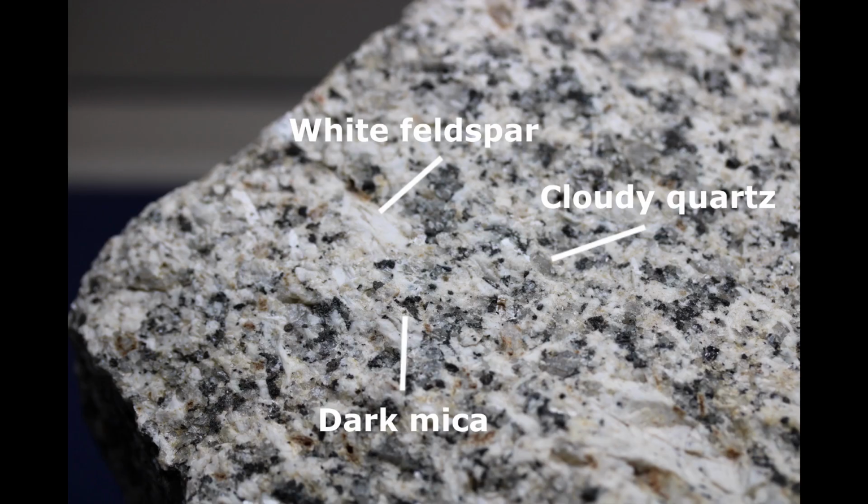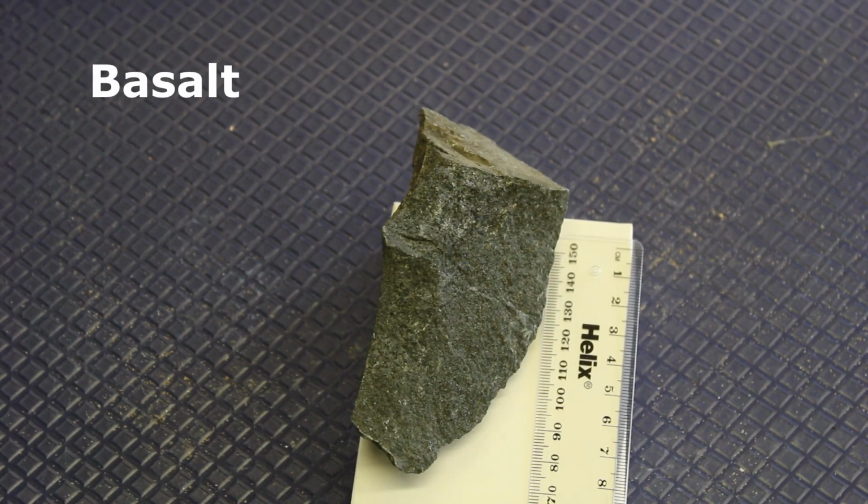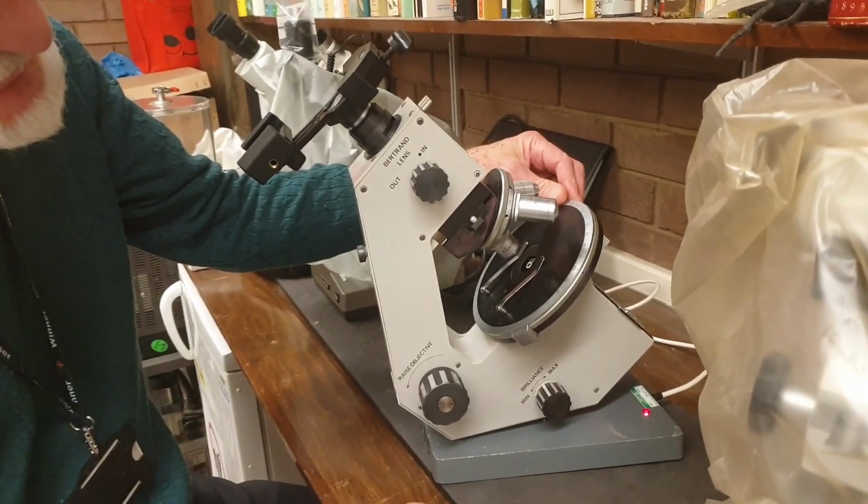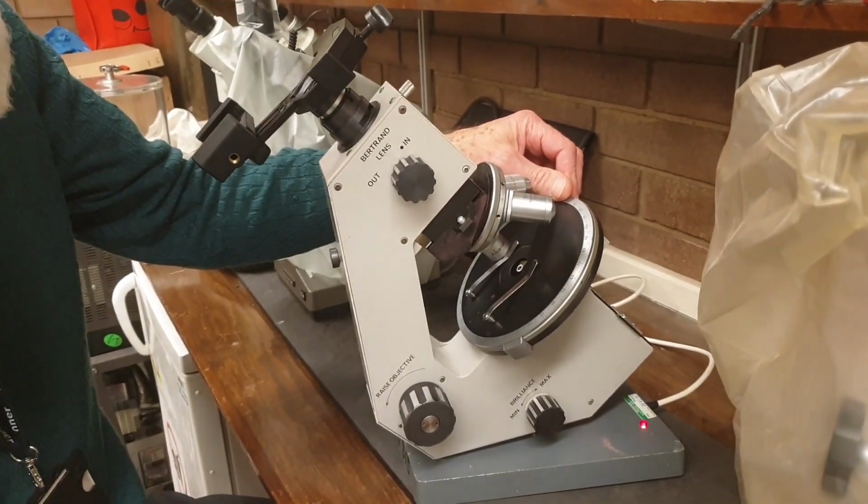Some crystals or grains are easy to see. Some minerals have different colours. For rocks with crystals too small to see, a petrological microscope can help.